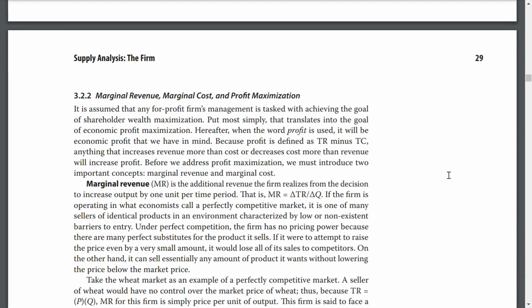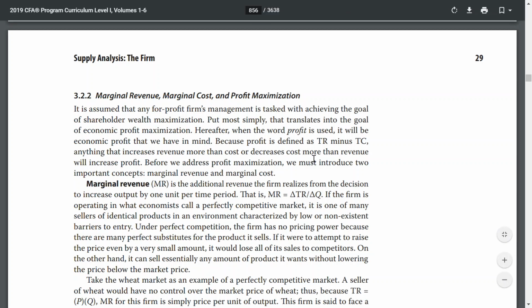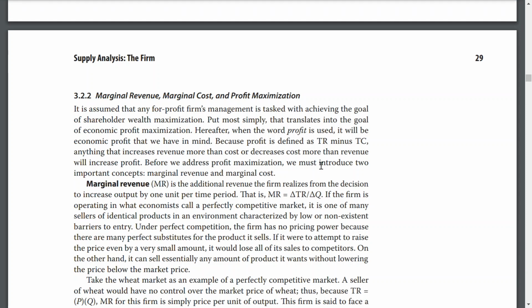3.2.2 Marginal revenue, marginal cost, and profit maximization. It is assumed that any for-profit firm's management is tasked with achieving the goal of shareholder wealth maximization. Put more simply, that translates into the goal of economic profit maximization. Hereafter, when the word profit is used, it will be economic profit that is in mind. Because profit is defined as total revenue minus total cost, anything that increases revenue more than the cost, or decreases the cost more than the revenue, will increase profit.